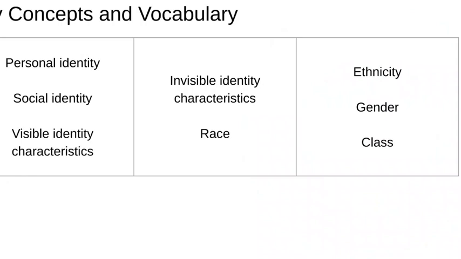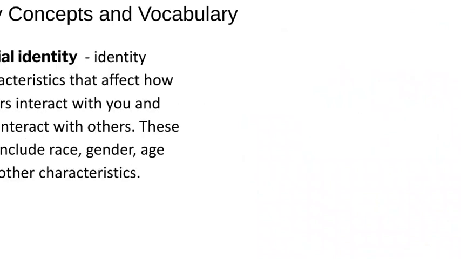So now let's go into how you can do an A+ job on this. We're going to review some key concepts and vocabulary: personal identity, social identity, visible identity characteristics, invisible identity characteristics, race, ethnicity, gender, class. I'm sure you have working definitions of what all of these are, but sometimes it's nice to spell them out or get multiple definitions to help improve and stretch your identification.